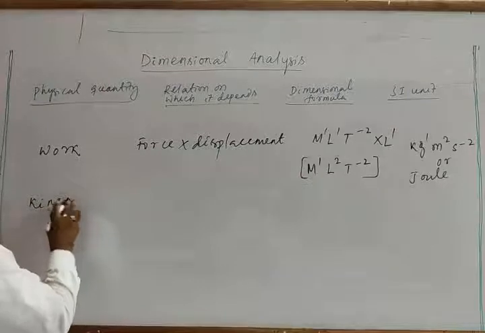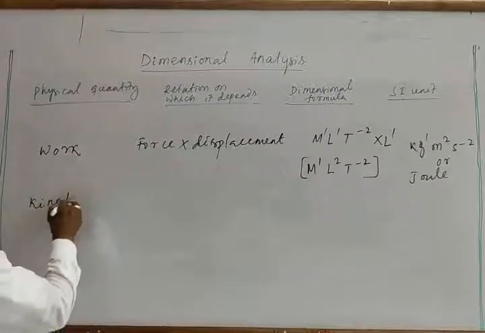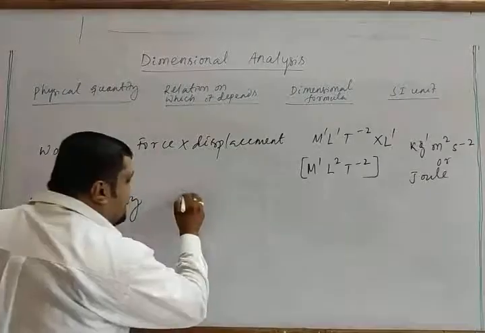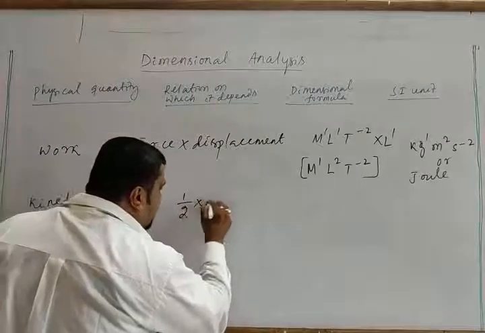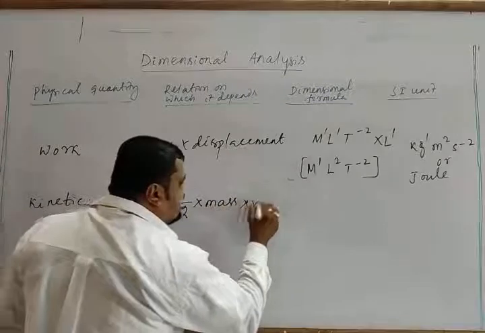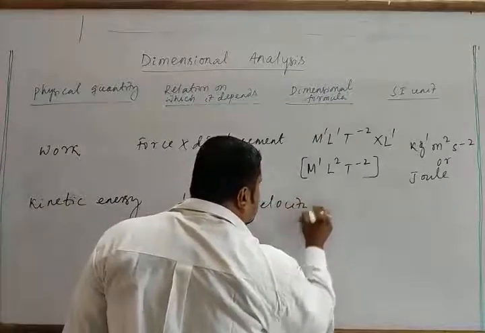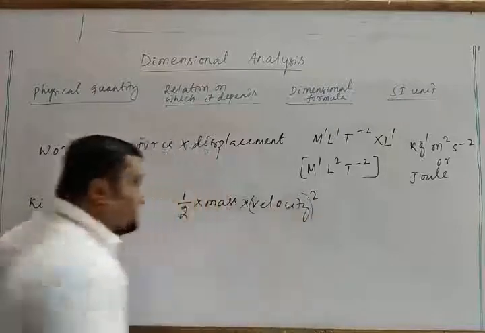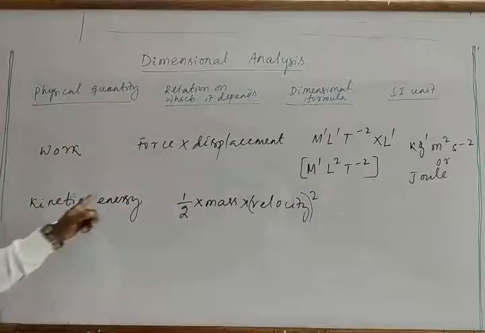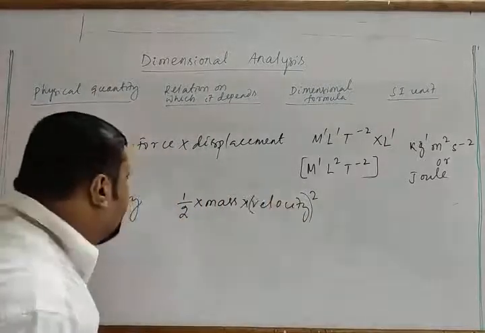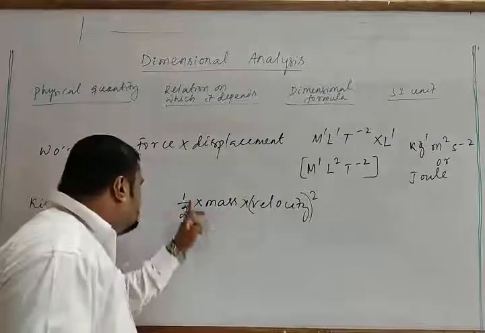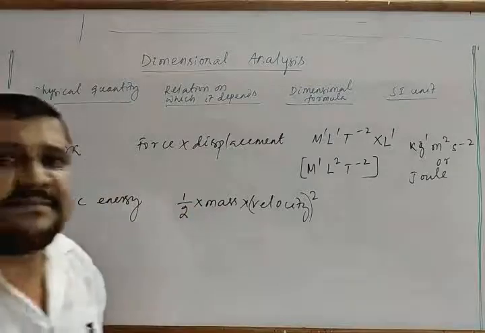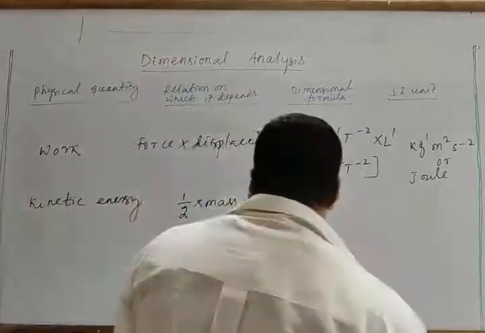Formula is different. When you calculate, kinetic energy is equal to what? Half into mass into velocity square. The kinetic energy is half into mass into velocity square. Right? Because it is involved in motion, so it should be velocity square. Here the most important thing is that this is a numerical half. Half has no dimension.